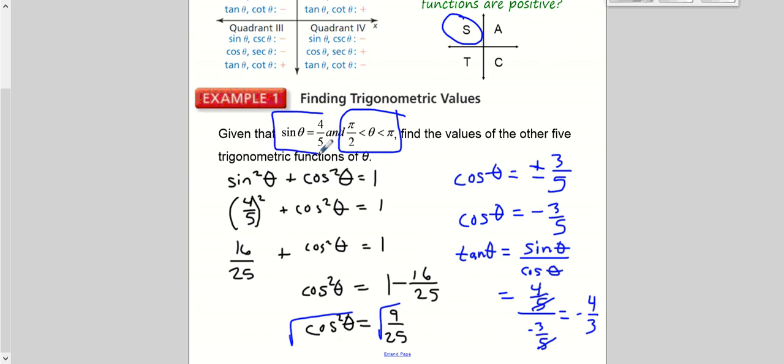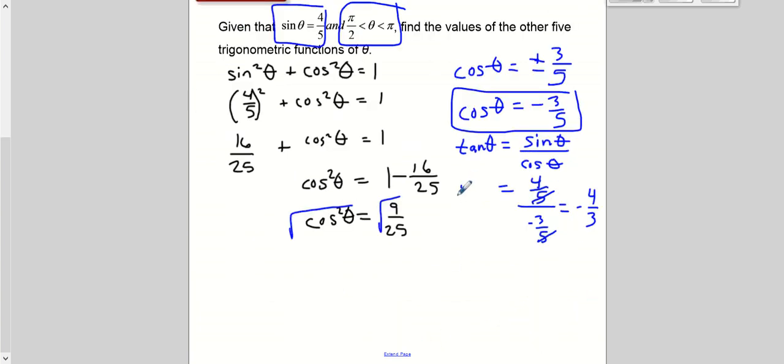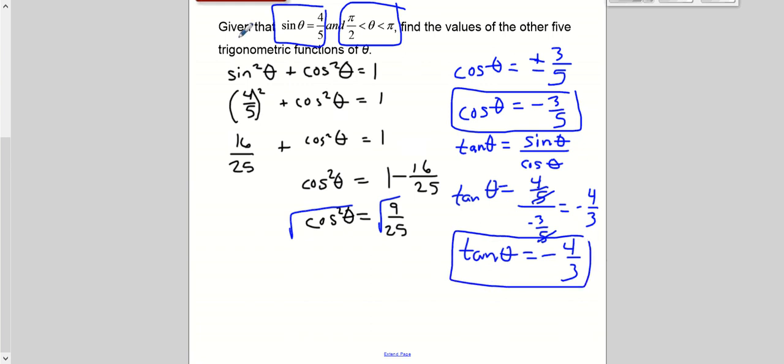All right, sine is 4/5. Cosine is -3/5. Tangent is -4/3. Then we can find all the reciprocals by just flipping them over. Okay, what's the reciprocal of sine? What function is the reciprocal of sine? The one with the s in the middle. Cosecant. So cosecant is the reciprocal of 4/5.